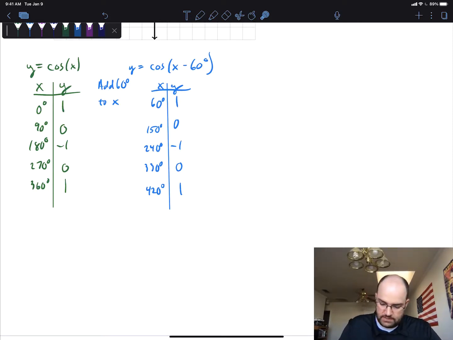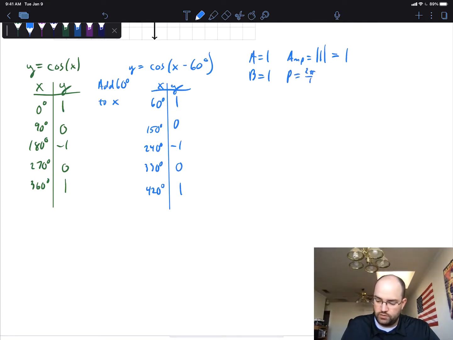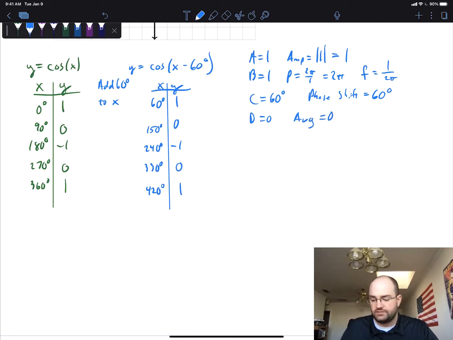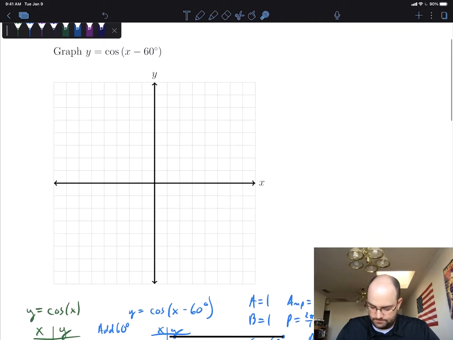Alrighty. Now, A here is 1, which means that the amplitude is the absolute value of 1, which is 1. B here, again, is 1, the number in front of x. And that is just going to give me that the period is 2 pi over 1, which is 2 pi, AKA the frequency is 1 over 2 pi. C is positive 60 degrees, so we have a phase shift of positive 60 degrees, and D is 0, which means that the average value here is still 0.